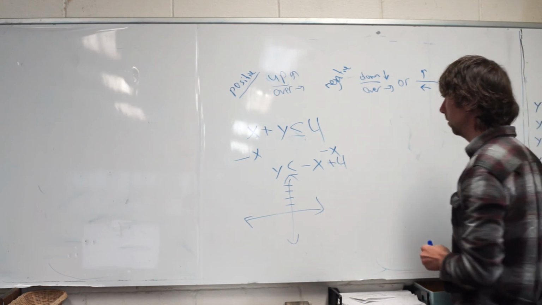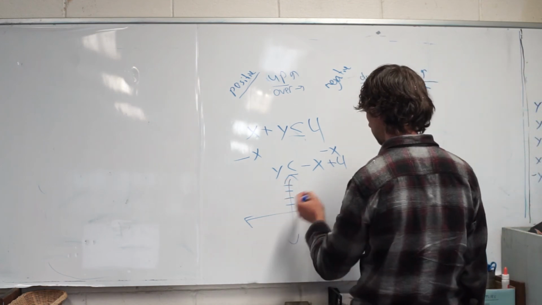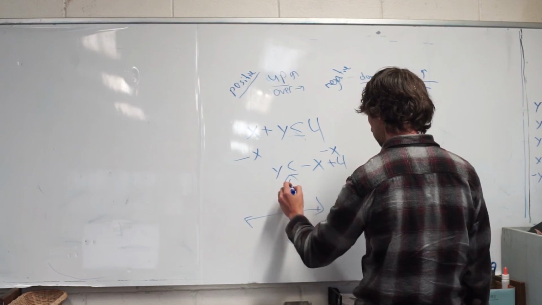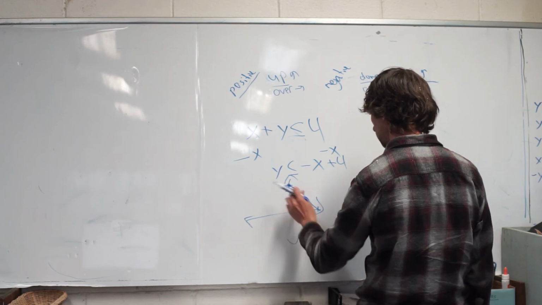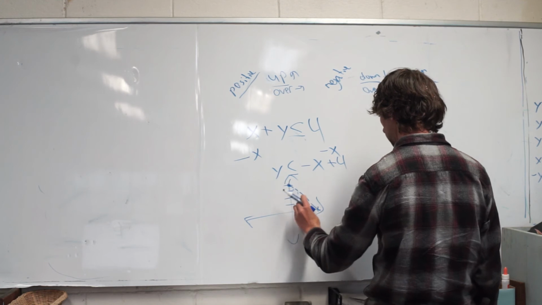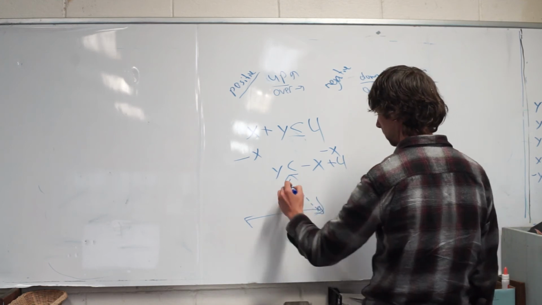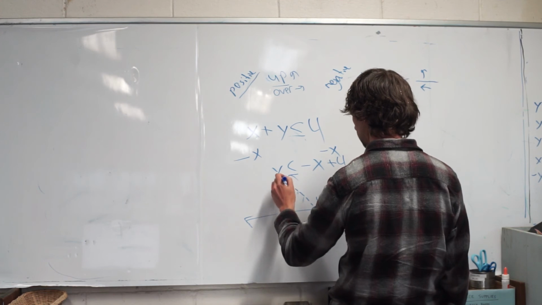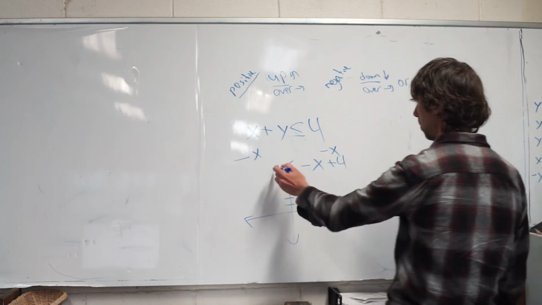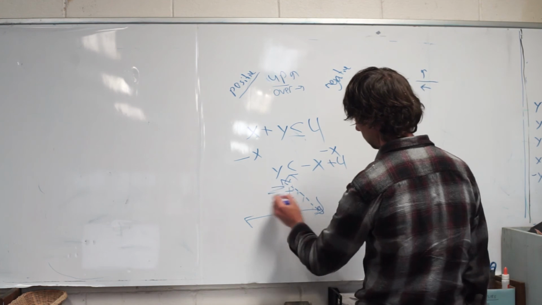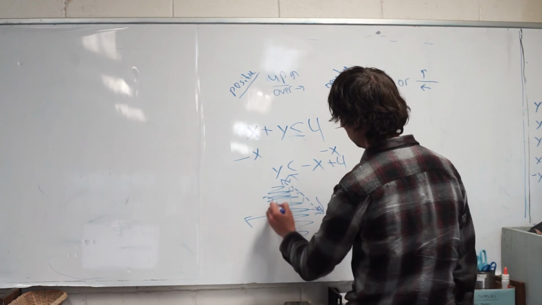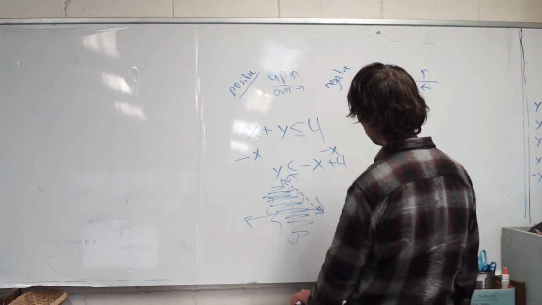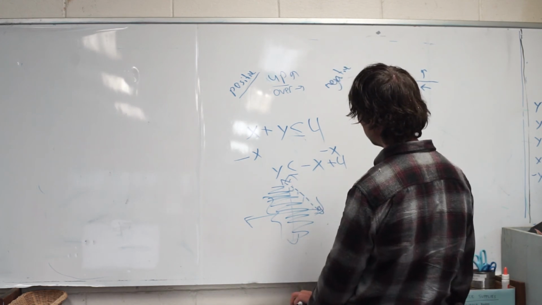Okay? So in this case, what do we got? 4. We're going to go like this. It's going to cross the other 4. Except it's supposed to be a dashed line. Okay, and then y is less than all that, so we're going to shade below the line. Okay? Oh, was that supposed to be a, or equal? Oh, it was or equal to.